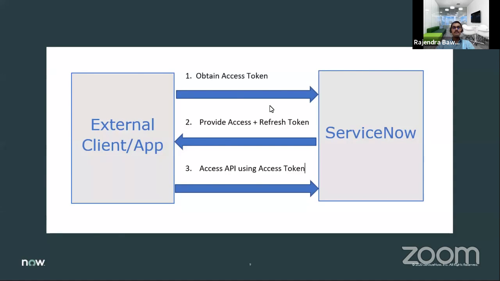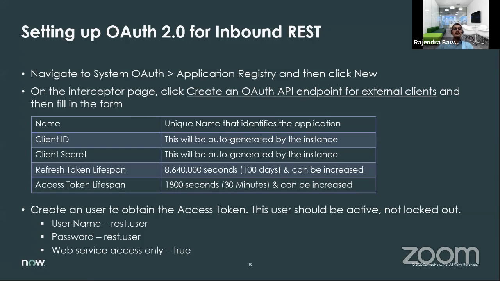Now comes the practical part: how we set up OAuth for inbound REST. I will cover a few slides and then show you in the demo instance how it has to be done, so that you can correlate the slides and the actual instance. You have to navigate in the left navigation to System OAuth, Application Registry. Since we want the endpoint to be created for external clients, we will select the option Create an OAuth API endpoint for external clients.